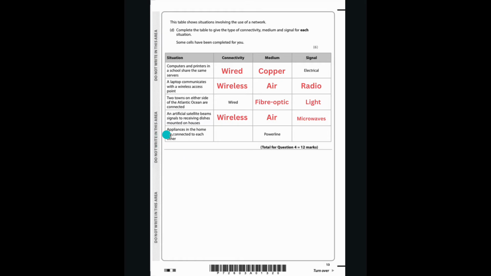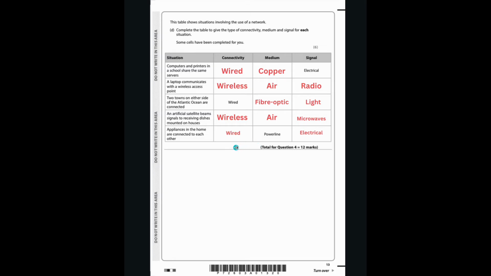Okay. Appliances in the home are connected to each other. If they're connected to each other, that means it is a wire, right? And it uses a power line. The power line signal is electricity, electrical. Okay, so this is the answer for question number D.